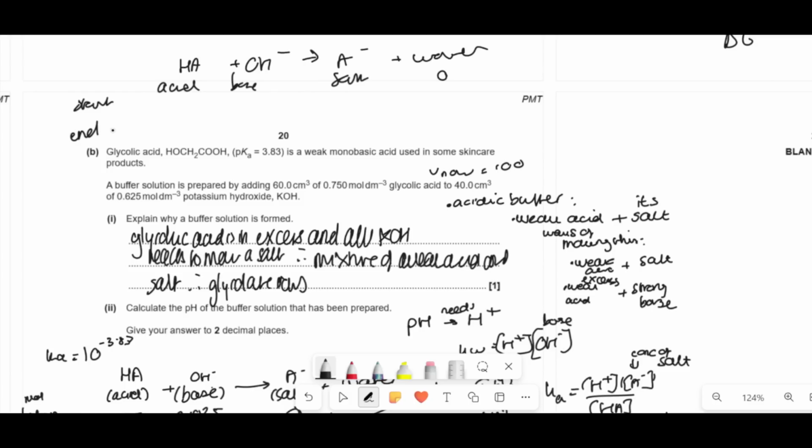Start, end. So the question might say they reacted a thing with a salt. The moles of this acid would be whatever the number is. Base, in the question, it hasn't said they've added any base. So nothing. They've told you there's some salt, so there's going to be that.